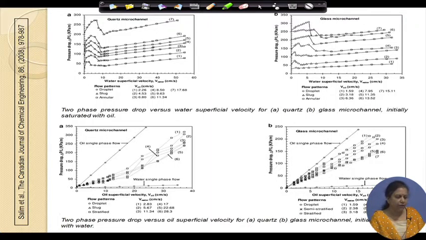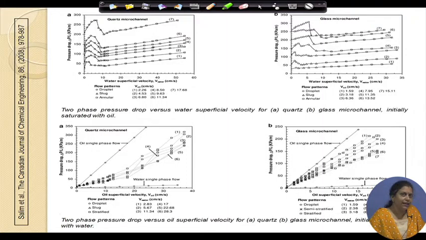Now, several graphs have been generated for gas liquid flows. I will not be going into the details of all those graphs. I will just try to describe one particular set of results which were used for oil water flows. I have already discussed the flow patterns corresponding to the pressure drop results, which I will be discussing now.